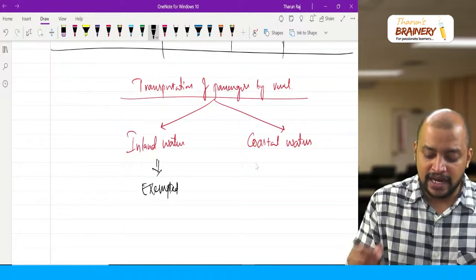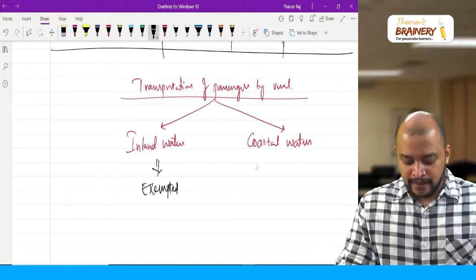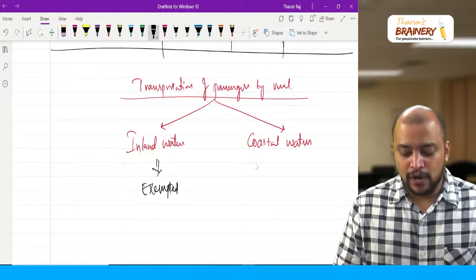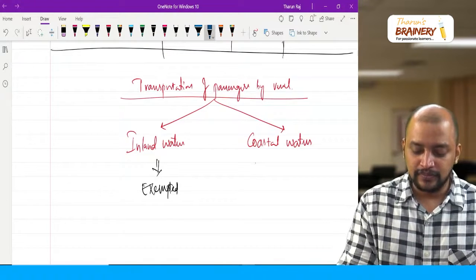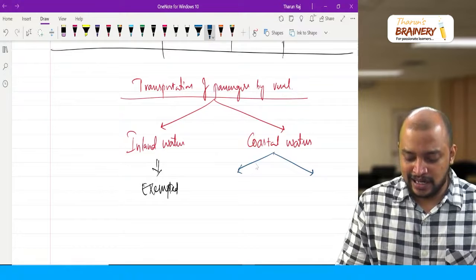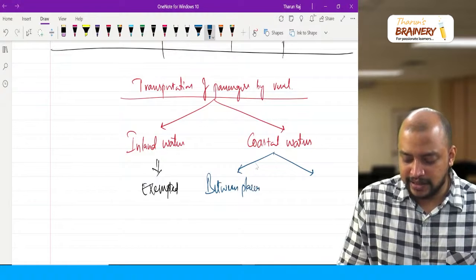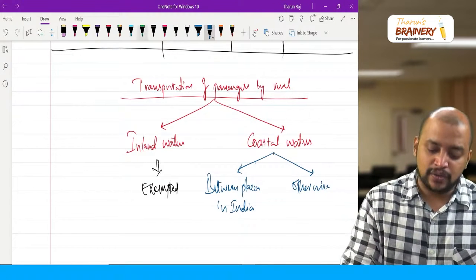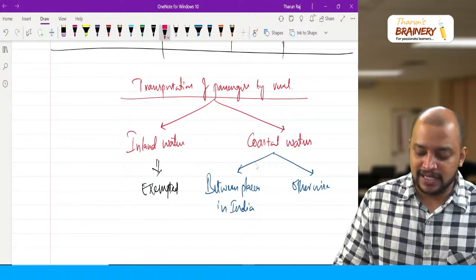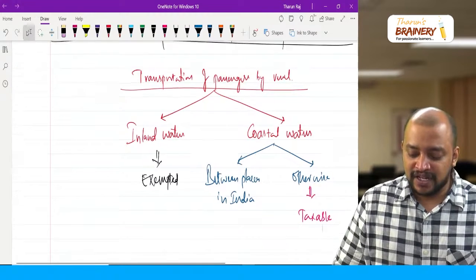Coastal waters are again divided into two: between places in India or otherwise. For coastal waters, we need to classify whether it is between places in India or otherwise. Otherwise means India to outside India or outside India to India. That will always be taxable. Then, between places in India, we will further divide it into two.